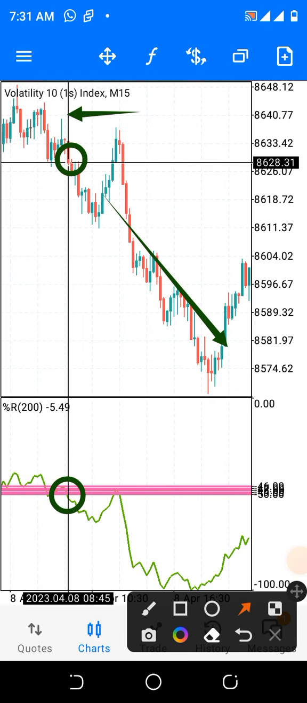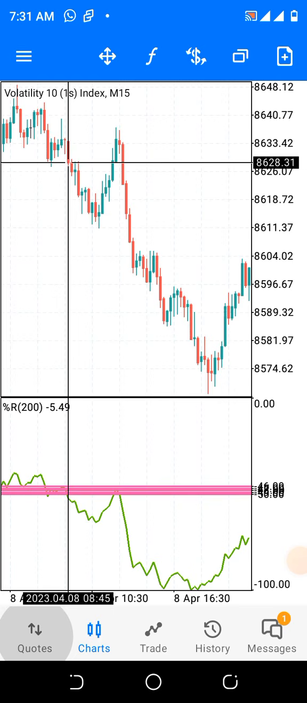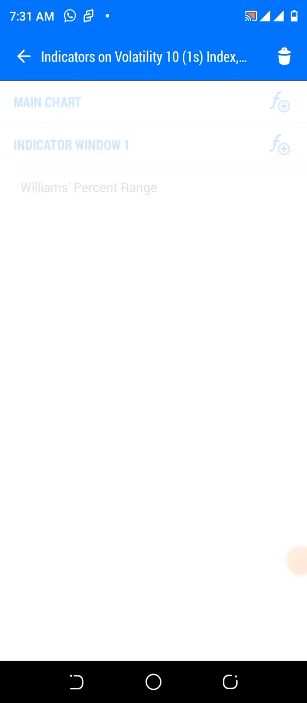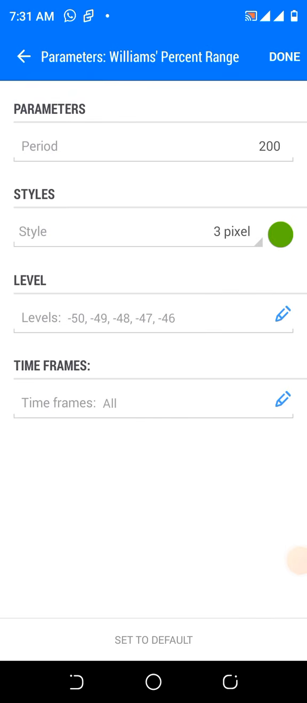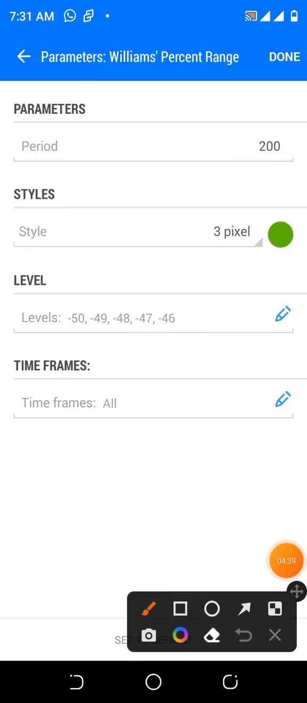Now these are the settings for this indicator. Only one indicator, the Williams Percent Range indicator. The period is 200. Do you understand? The line width is 3 pixels, color green.